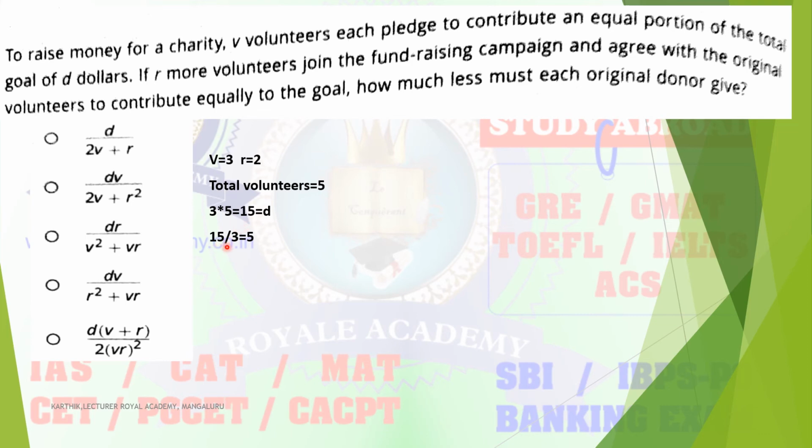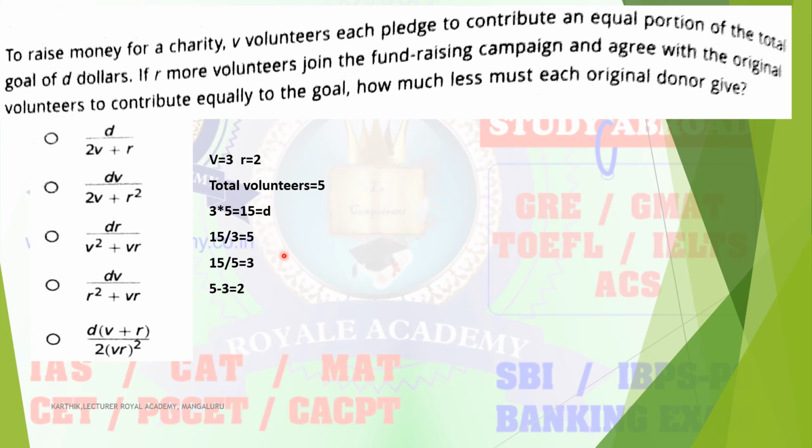So 15 divided by 3 is for only the original volunteers. The original volunteers are 3, so each member has to pay $5. So 5, 5, 5, and then they reach D dollars. So 3 members each have to pay $5, then it reaches D dollars, and D dollars is nothing but $15.